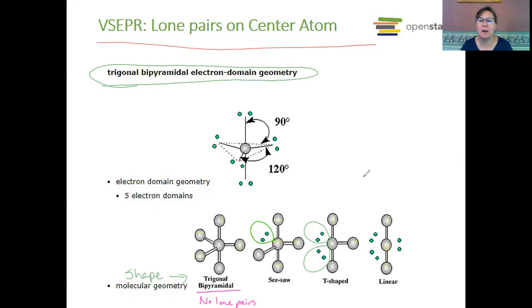And then in our next one here, we have replaced each one of these with lone pairs. And our shape is linear. And this is like triiodine. Weird, huh? I3.